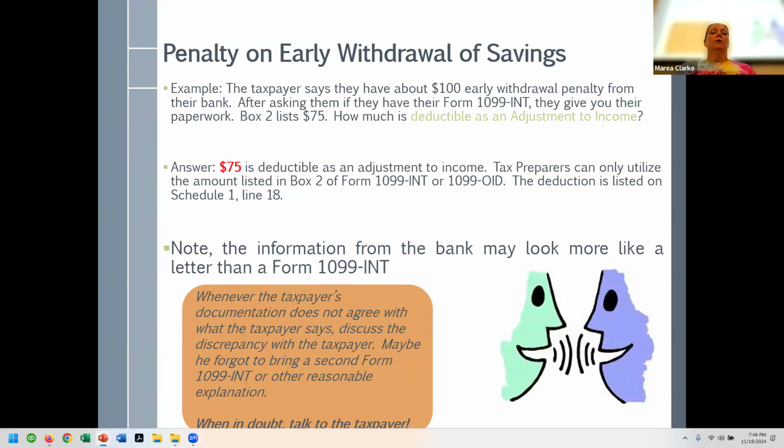All right. So again, we're going to use the forms, right? Even if they say, oh, I paid more than that, then they need to go talk to their bank about that, right? We can just recommend that they use the forms because that's what's going to match.